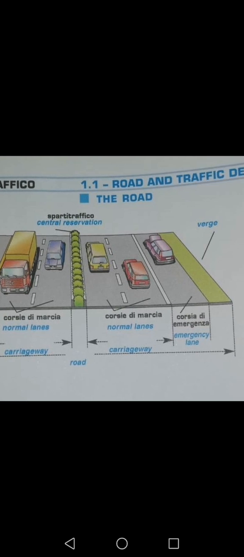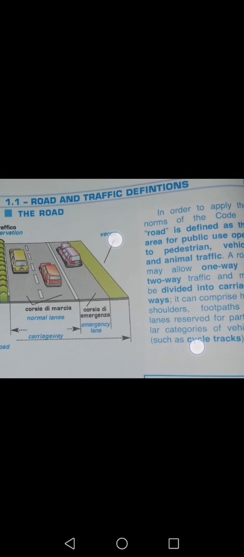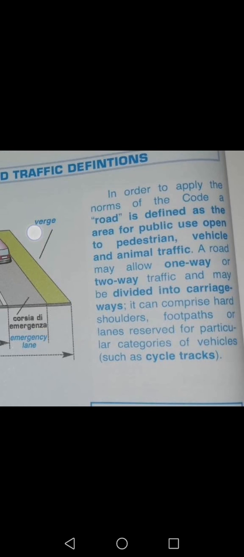Strada è l'area ad uso pubblico aperta alla circolazione di pedoni, dei veicoli e degli animali. So what that one is saying, this is the book I recommended for you. It says the road is defined as the area for public use, open to pedestrians, vehicle, and animal traffic. That is the definition of the road. That is what the road is made for.